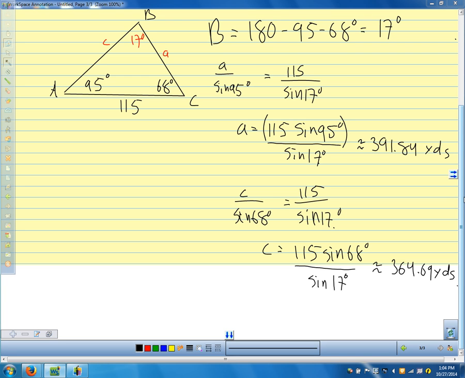All right. And what kind of triangle do we have here? This is an ASA triangle. All right. That's the first part of law of sines. Nice, easy. Questions? Okay.